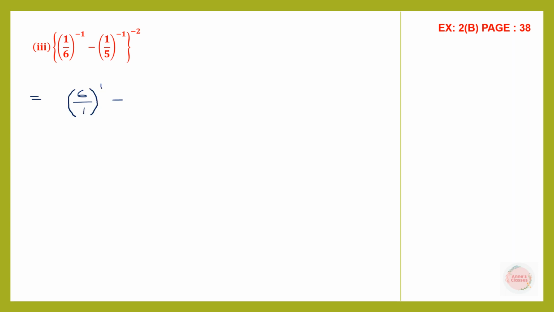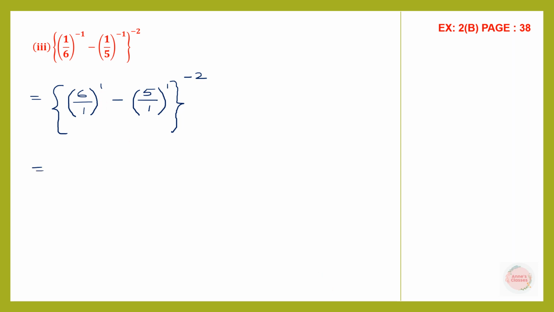Let's do the same thing with the other side. 1 by 5, let's write the reciprocal, 5 by 1. Here also the power has become positive, so that's 1. Now this whole thing is raised to minus 2. So let's write that this whole thing is raised to minus 2. Now let's work out what is inside. Now 6 by 1 is equal to 6, and 6 raised to the power of 1 is again only 6.